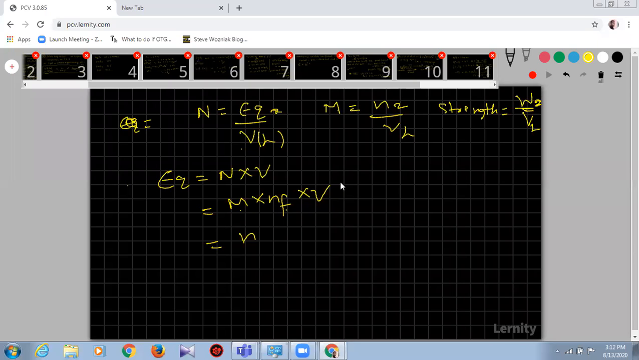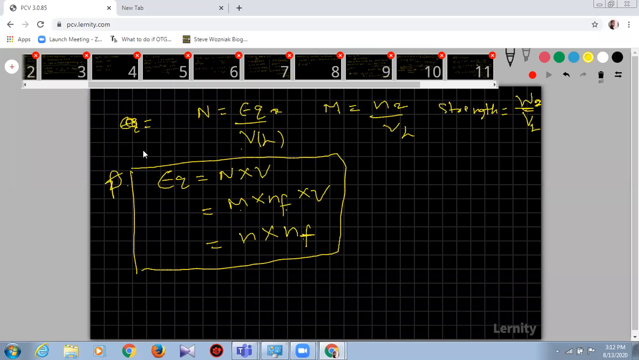Molarity into volume gives the number of moles. Number of moles into n factor gives the equivalents. So this is the formula. It will come in every physical chemistry chapter, except in the solid state; you will get it in atomic structure and almost every physical chemistry chapter.